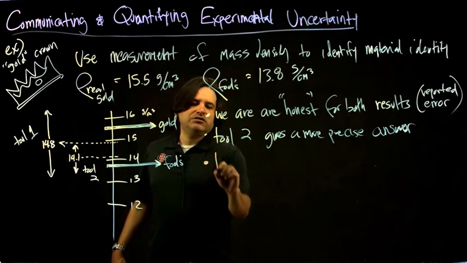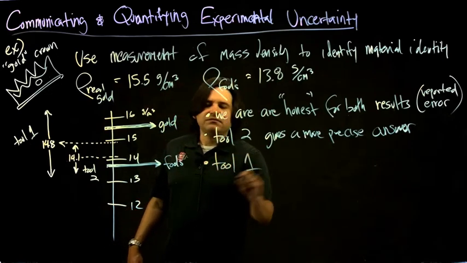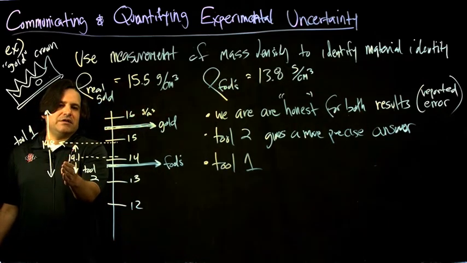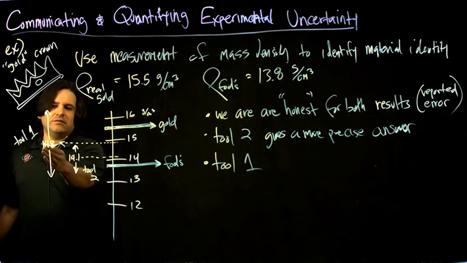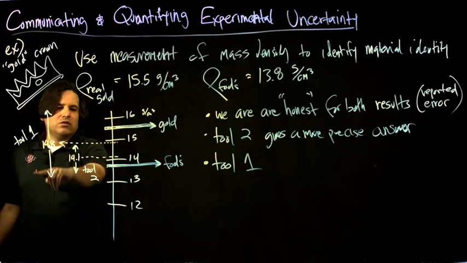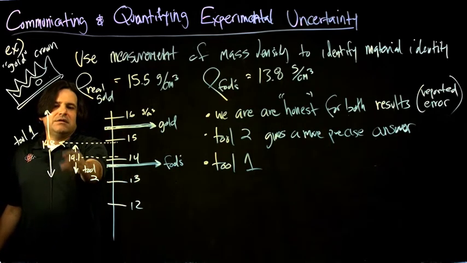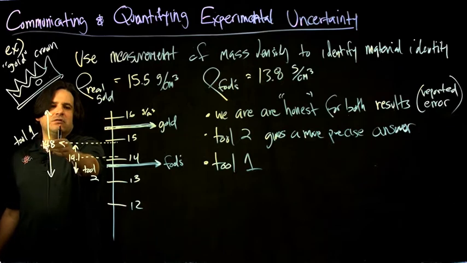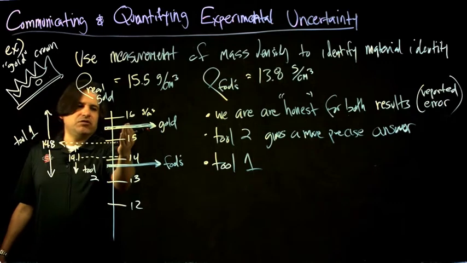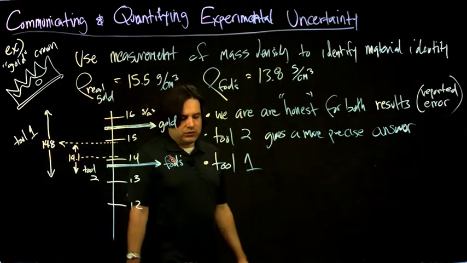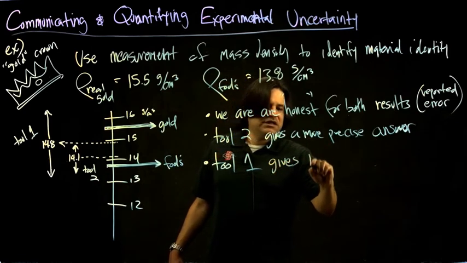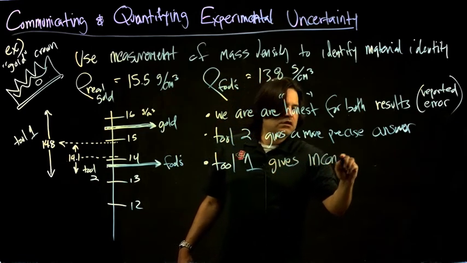And the interesting thing about tool number one is it doesn't give you a conclusive answer. If we're honest with this measurement, which we are, the identity of this crown could either be gold or fool's gold, because the limitation of our tool overlaps, the range of possible values that this tool can give you overlaps both the real gold and the fool's gold. So tool one gives inconclusive results.